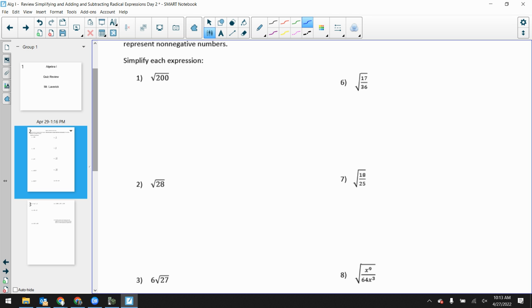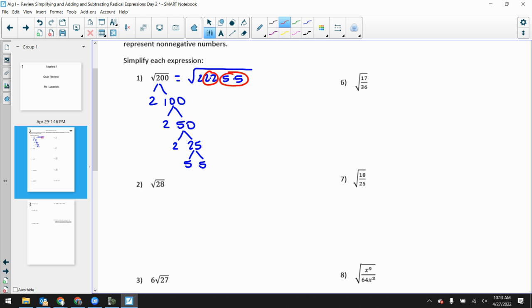All right, so square root of 200 here. Break it down. That's 2 times 100, 2 times 50, 2 times 25, 5 times 5. Okay? So that means this is 3 2s and 2 5s. So we've got 2 5s and 2 2s that are coming out. What's the number on the outside going to be, Nathan? A 10. Good. Remember, only one comes out. So 10 radical 2. Questions on that one?